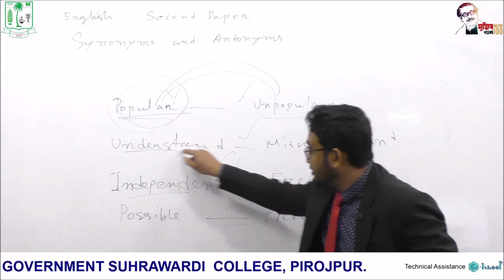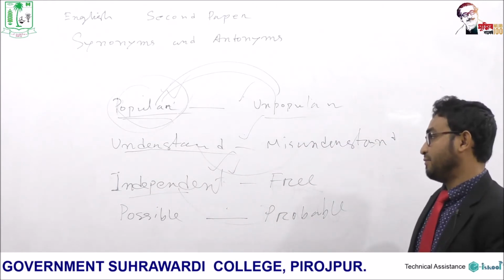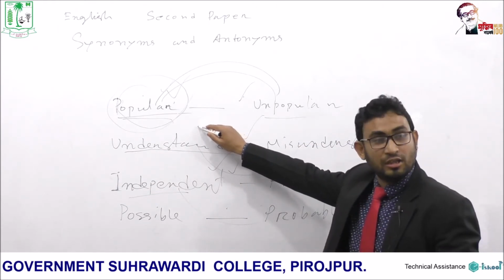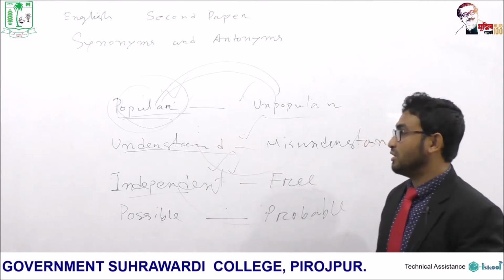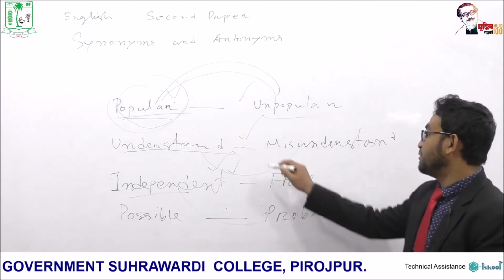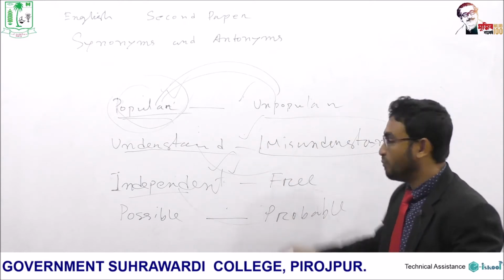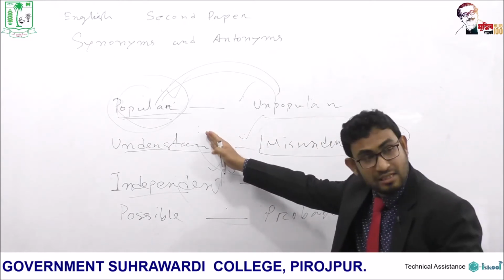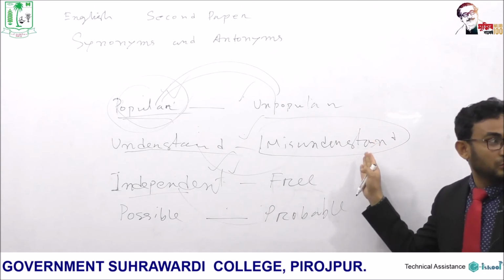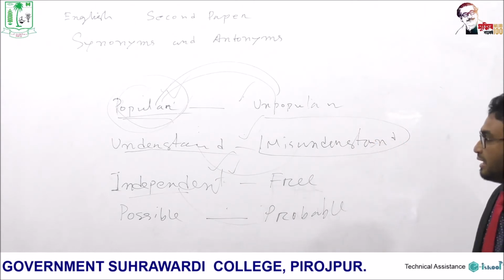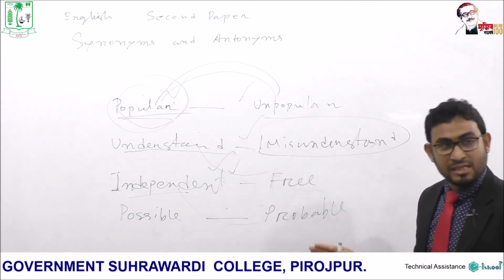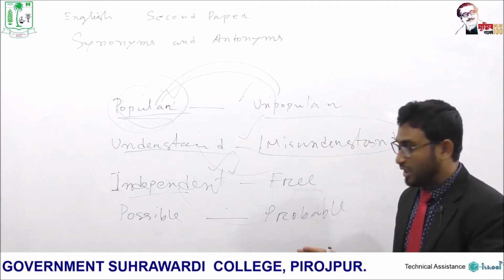When you look at this word, understand, this is a verb. If you want to write the antonym of the word understand, the antonym should also be in verb form. Because understand is a verb, the antonym should also be a verb. This rule is applicable for writing synonyms as well.